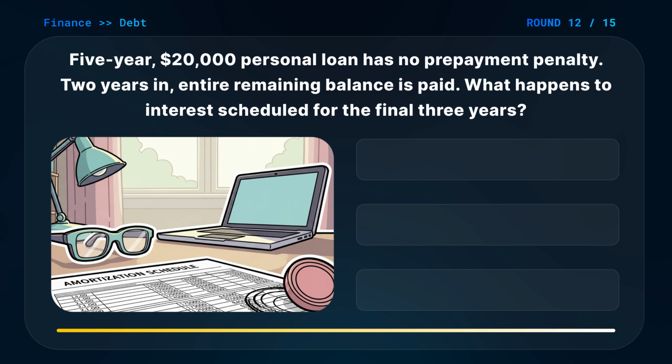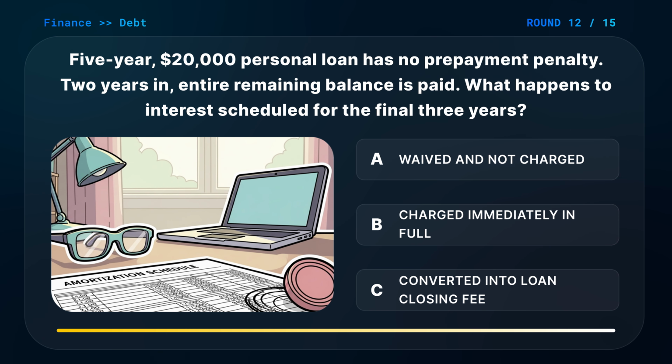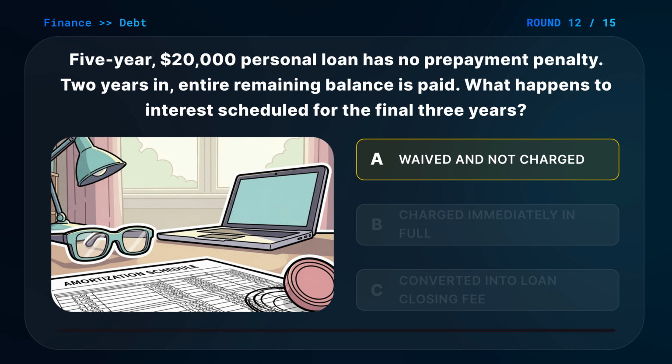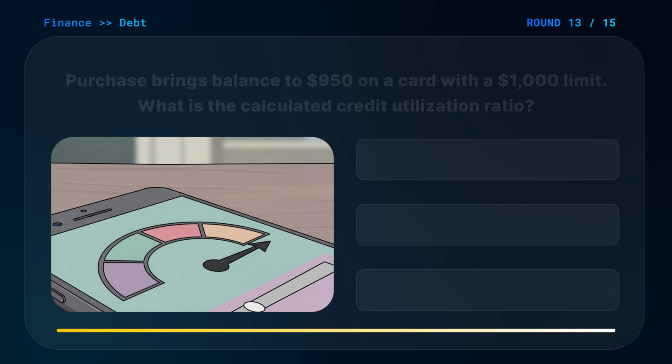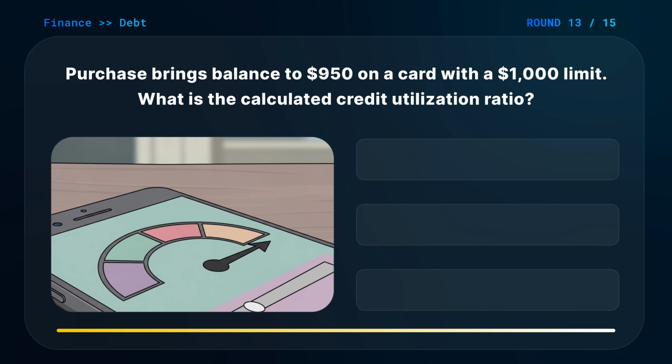A. It is waived and not charged. B. It is charged immediately in full. Or C. It is converted into a loan closing fee. The answer is A. Paying the principal to 0 on a simple interest loan stops any future interest charges. This one's tricky. You make a large purchase that brings your credit card balance to $950 on a card with a $1,000 limit. What happens to your credit utilization ratio for that card?